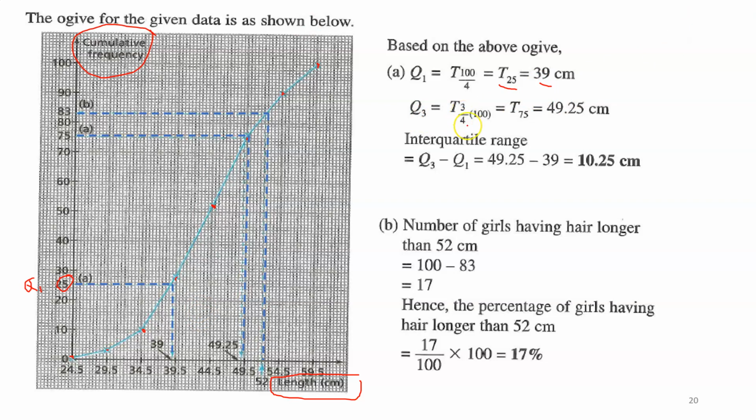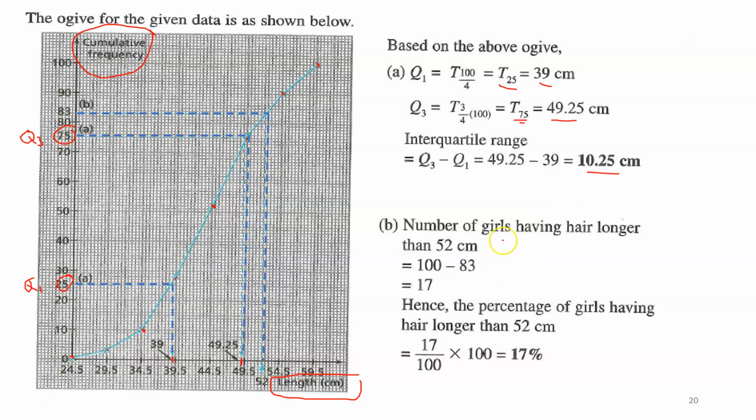Sama juga untuk Q3. Q3 is 3 over 4 times 100. That is 75. So 75 is somewhere around here. This one is your Q3. Okay. So connect the line. Bawa turun ke bawah. Then you get the value is somewhere around here lah, which is the value 49.25. So you get Q3 and Q1. Then you can find your interquartile range, which is Q3 minus Q1. So you get this one, okay?